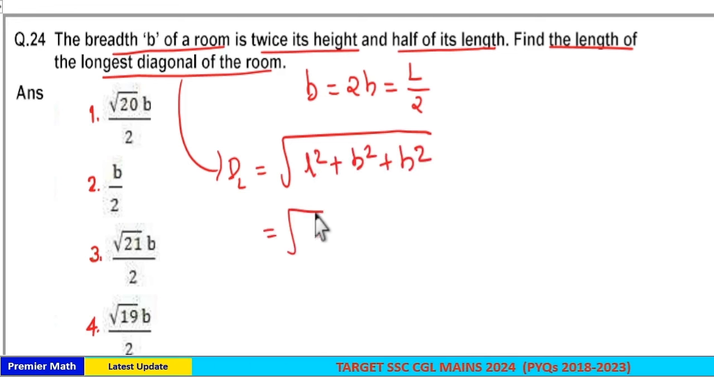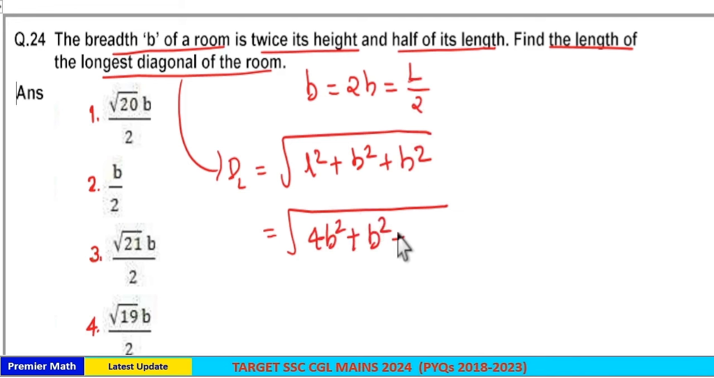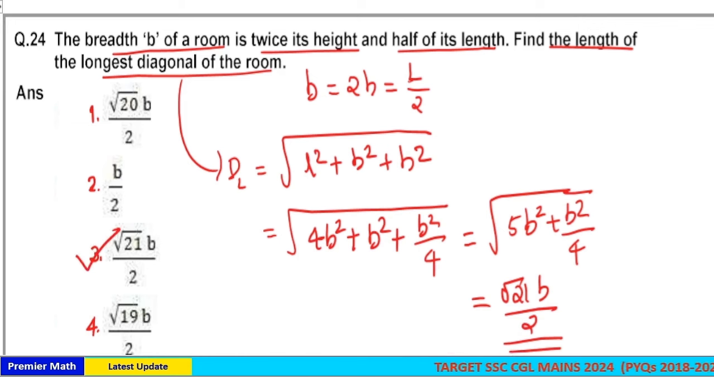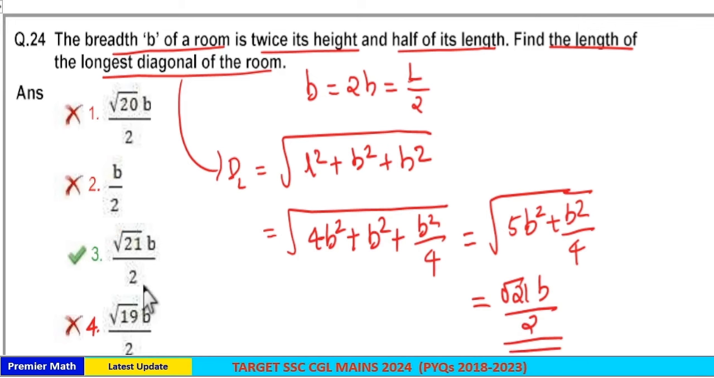Now, L is equal to 2B. So, L square is equal to 4B square, plus B square, plus H square. H is equal to B by 2. So, H square is equal to B square by 4. Now, this will be equal to 5B square plus B square by 4. So, this is equal to 4 into 5 is 20, 20B square plus B square is 21B square. So, this is 21B square by 4, meaning square root of 21B by 2. Option 3 is your answer. So, longest diagonal is equal to root 21B by 2.